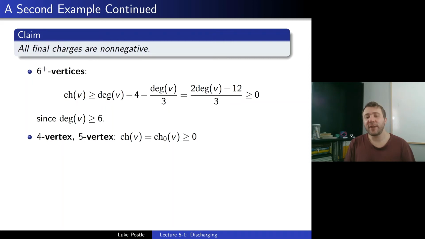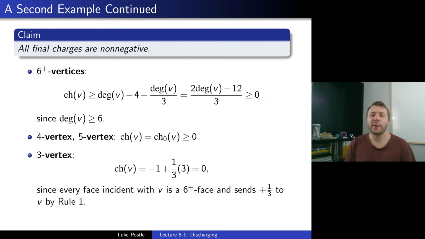4 vertices and 5 vertices will essentially remain unchanged, so they could end up picking up some extra charge off the faces, but we could have ignored that, so we could have actually just said they're equal. And then we know they're non-negative, so they don't give away a charge, so they're good. And then what about the 3 vertex?